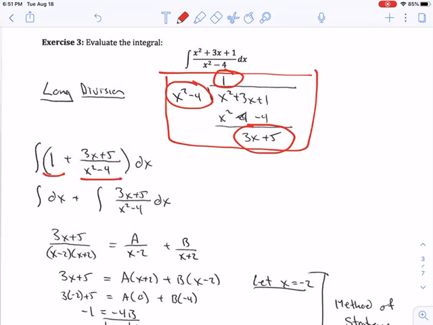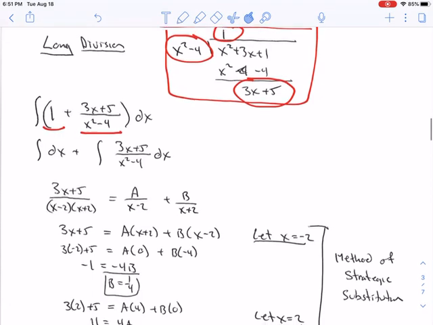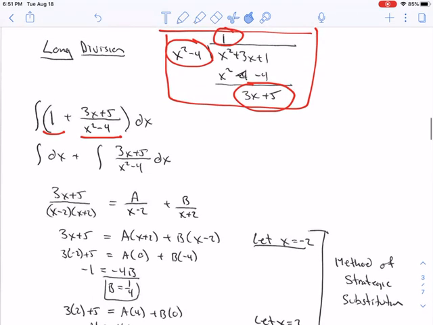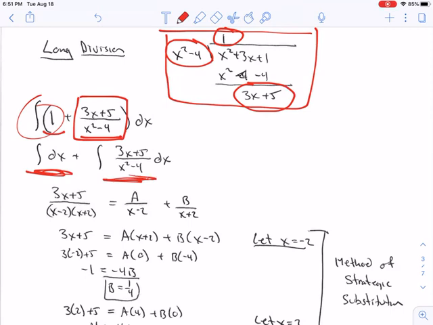Now, we want to try to integrate this. Now we're getting into the calculus part. The one we can kind of ignore for now. Our rational function is really just this part. We can't forget about the integral of 1, and we can't forget about this part, but this is the part we've got to work with. The techniques we're learning now are just for the second integral. So x squared minus 4 is factorable.